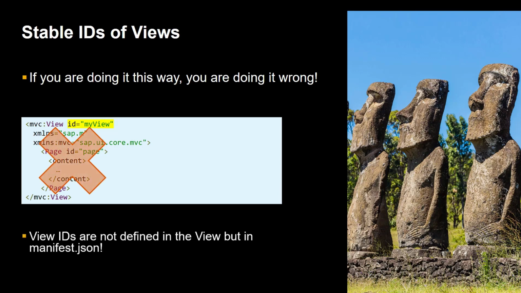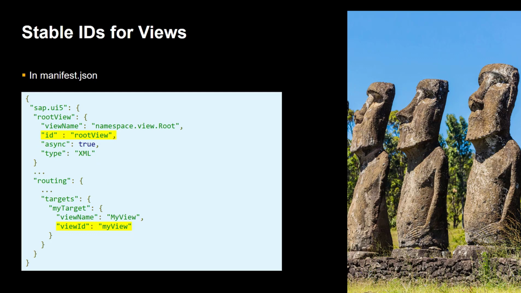For views, don't define the ID directly in the view, but do this in the manifest.json under the routing configuration. Why? Because as you know, the views will be displayed when navigating to them using the router. So we will define the view ID under the routing section in the target of the corresponding view. We have an exception here, the root view, because the root view is the initial view and will be displayed without routing. So we will define the ID under the root view section.